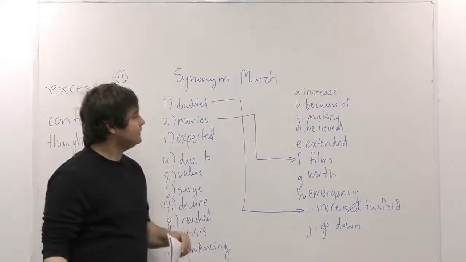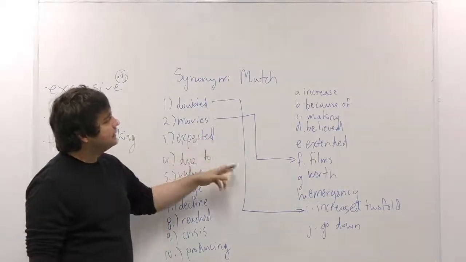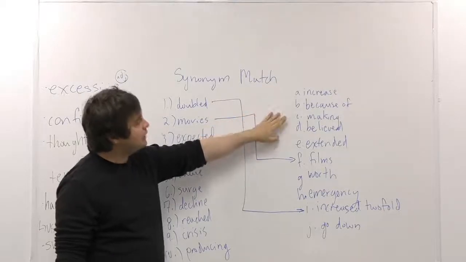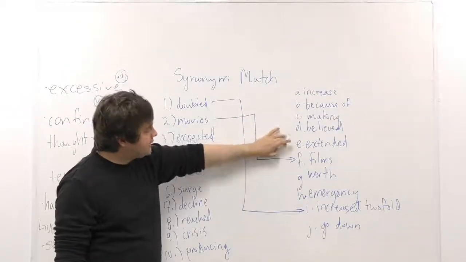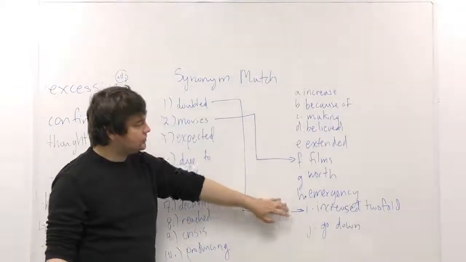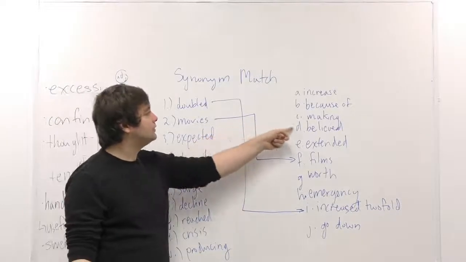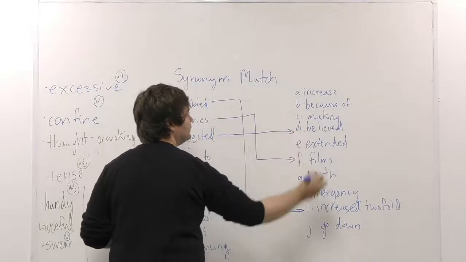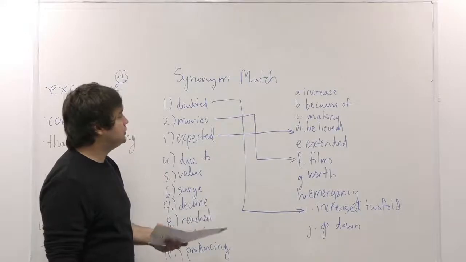Awesome. Now, next term here, this one is going to be a little bit hard. Expected. Now, is expected increase, or because of, or making, or believed? Maybe extended or film? Nope. Worth, emergency, increase twofold? Nope. Go down? Of course, no. It is most similar to believed, right? We expected him to come. We believed he would come. So 3 is D.